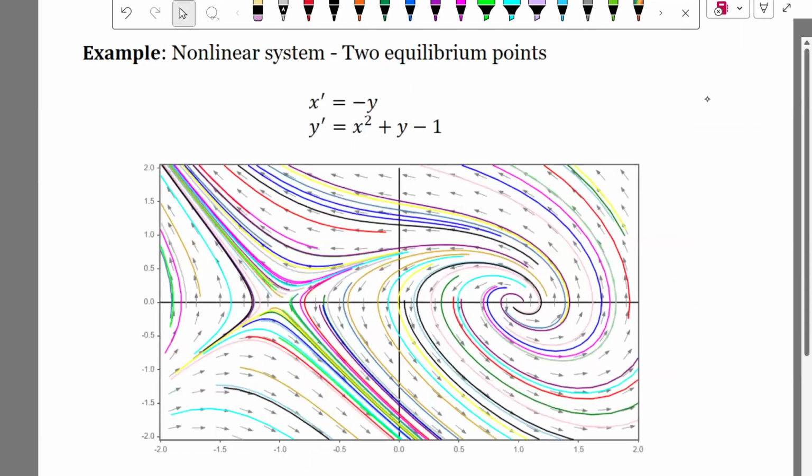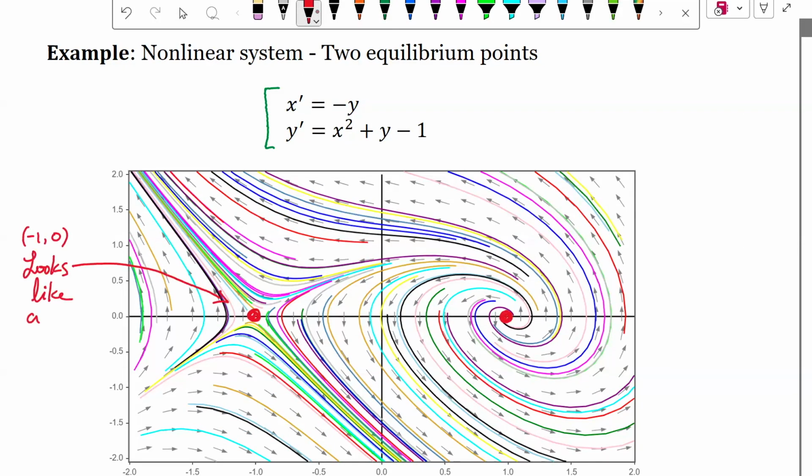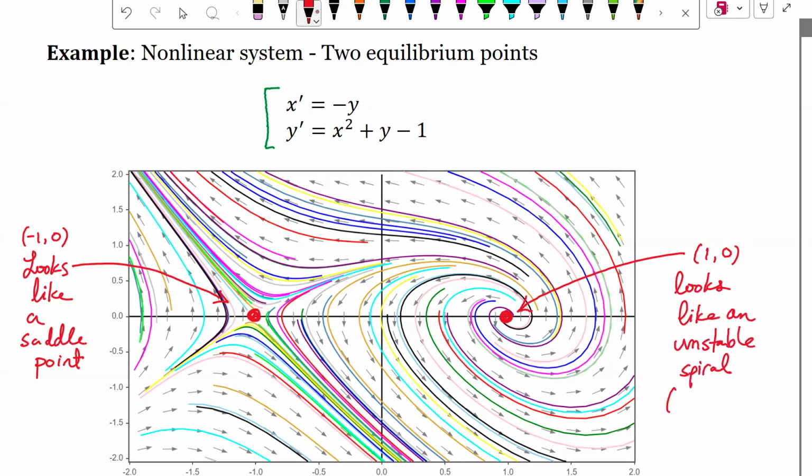Here we have examples for which we have already created the phase portraits of the ODE systems and inferred what kinds of equilibrium points we thought we might have. So for example, for this first nonlinear system, we found two equilibrium points. One was located at (-1, 0), and one was located at (1, 0). From looking at the solution trajectories, the (-1, 0) equilibrium point looks like a saddle point, while the (1, 0) equilibrium point looks like an unstable spiral or a spiral source.